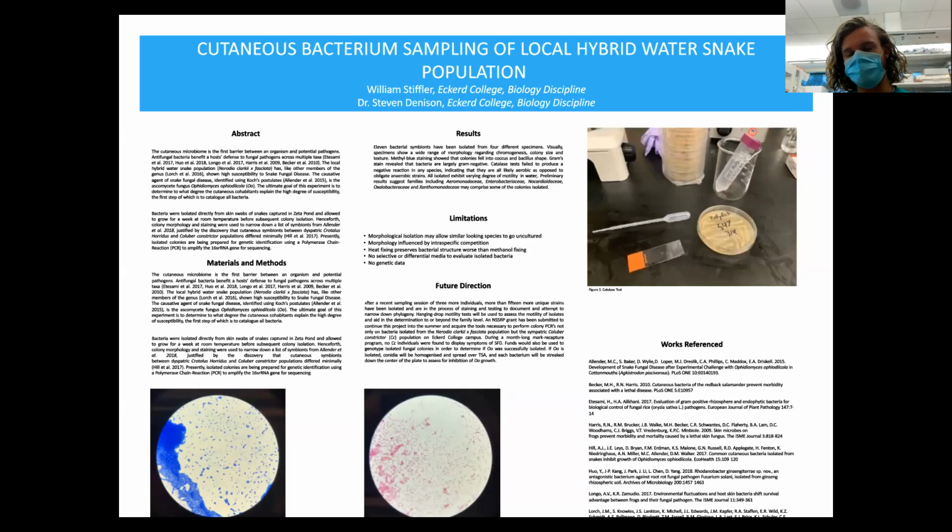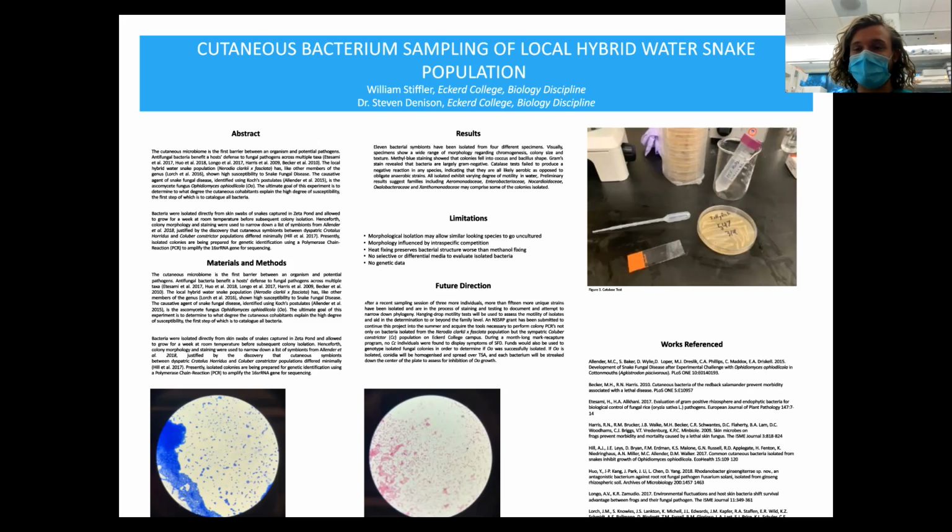Over the summer, I started reading about snake fungal disease, the causative agent of which is Ophidiomyces ophiodiicola. That is a fungus that gets into the skin of snakes, and it eats the keratin. If it gets through the skin and the snake can't shed it off, it starts eating the snake's organs, and then the snake dies. And that's really upsetting, and we don't want that to happen.